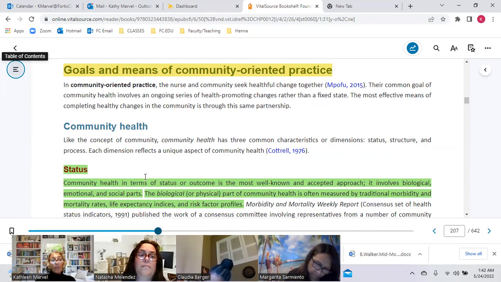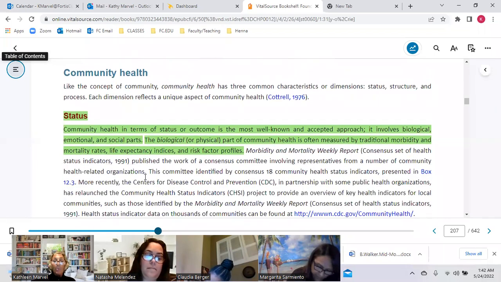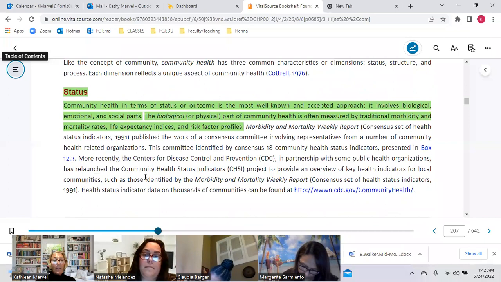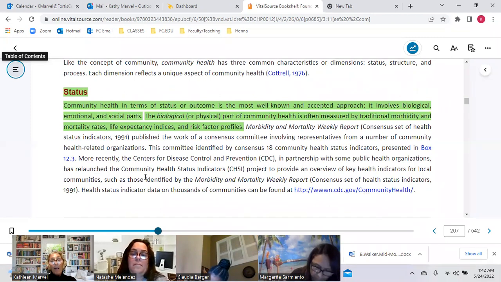One of the things we look at is status. Community health in terms of status or outcome is the most well-known and accepted approach. It involves 3 things: looking at the biological, the emotional, and the social. As an example of biological, we'll look at morbidity and mortality, life expectancy, and then risk factors.